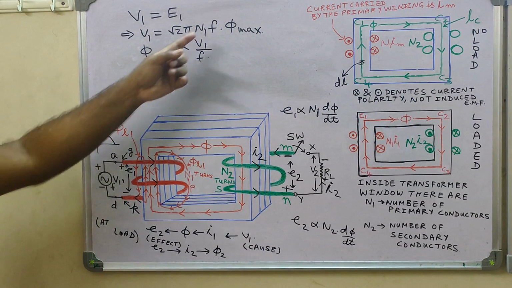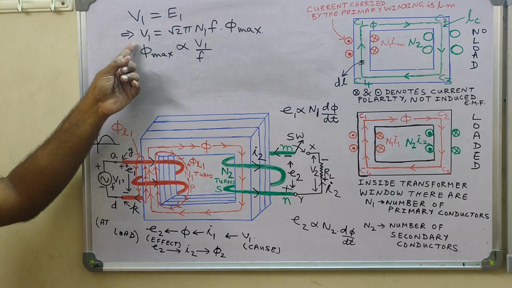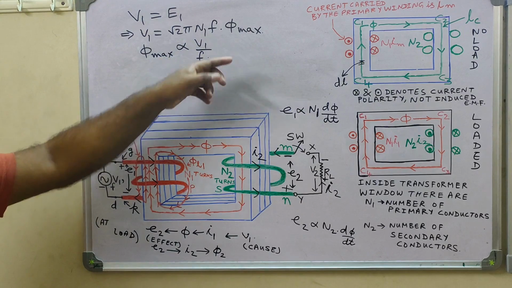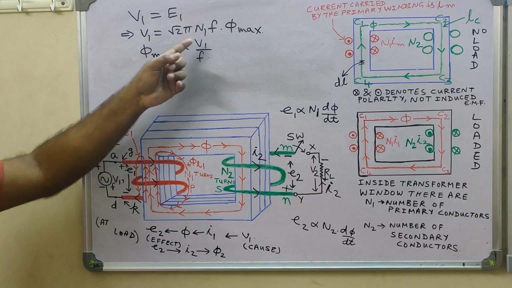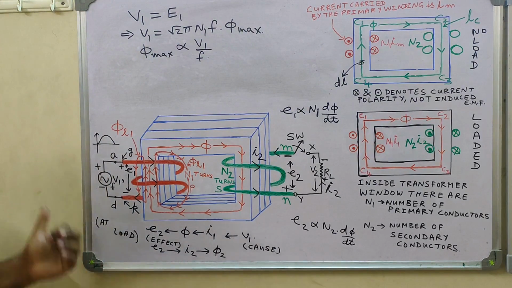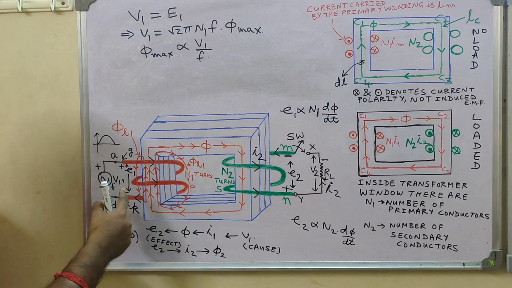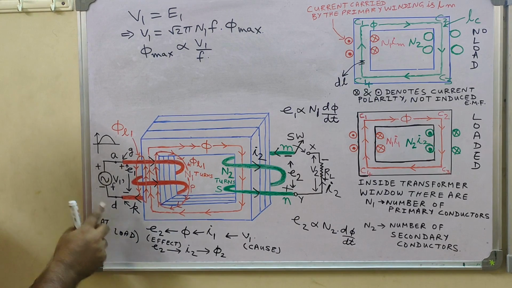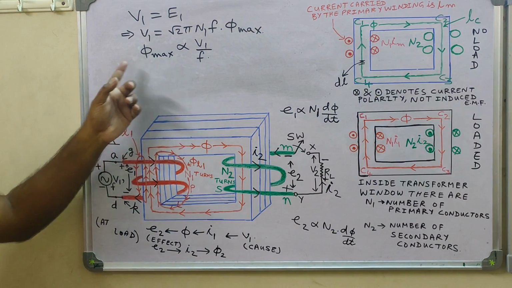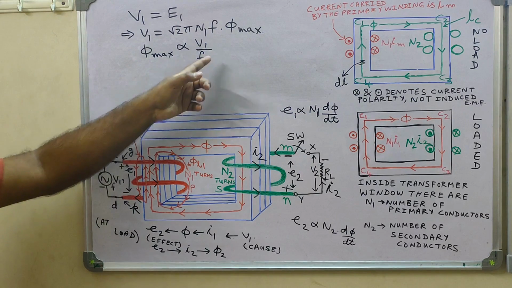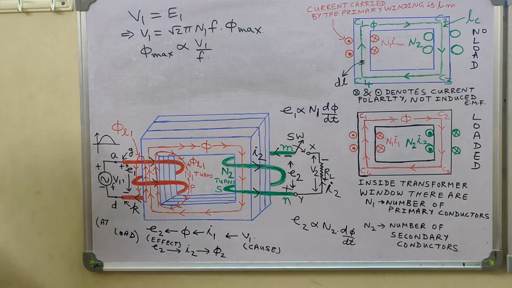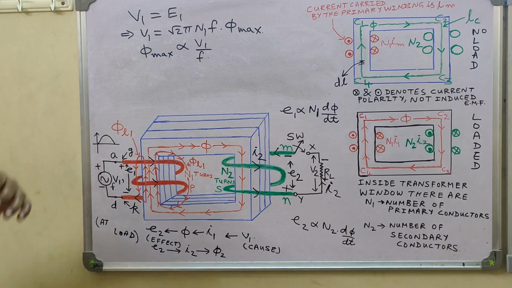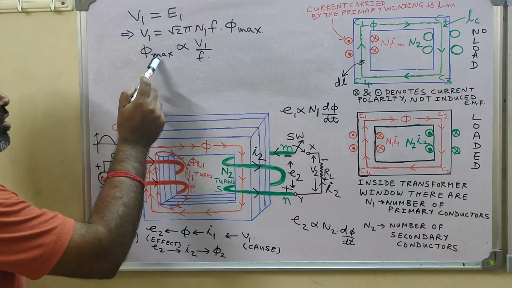You bring f over to the left hand side of the equation, then V1 by f equals root 2 pi N1 phi max. Root 2 pi is constant. N1 we are assuming constant because once we have placed the number of turns for the primary coil, we are not going to change it. So N1 is constant, and phi max is simply proportional to V1 by f. So if I am not changing the RMS value of the applied voltage as well as the frequency, then phi max is constant.